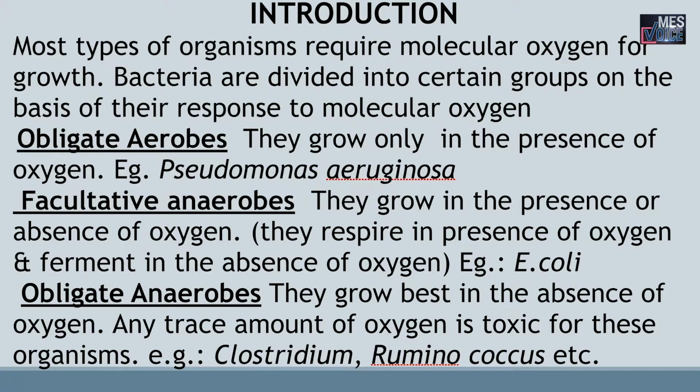These organisms do not require oxygen for their growth, and at the same time even a trace amount of oxygen is toxic to them. There are various groups under these obligate anaerobes, and some of the organisms are pathogenic forms also. The best examples are Clostridium, Ruminococcus, etc.